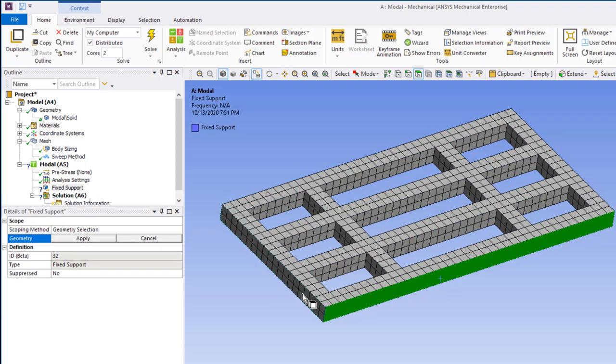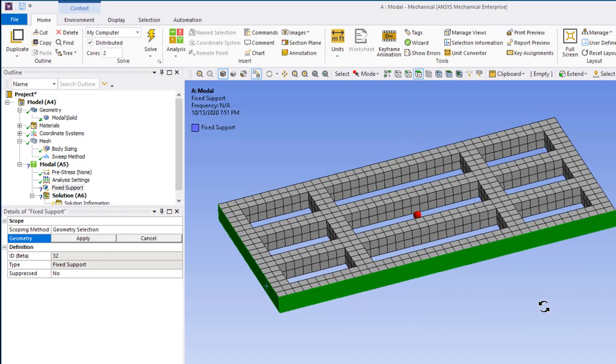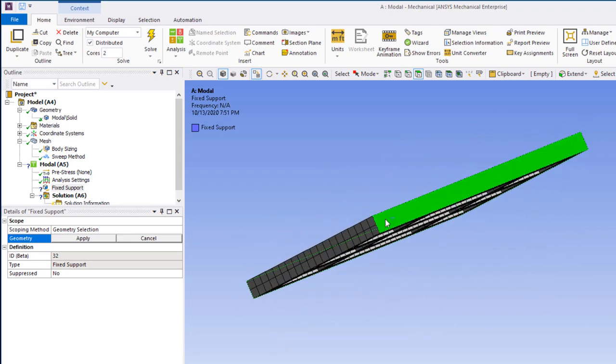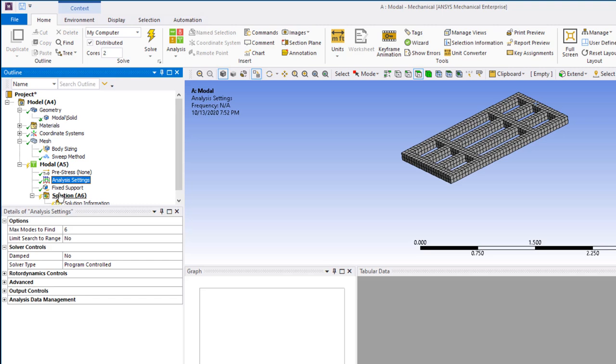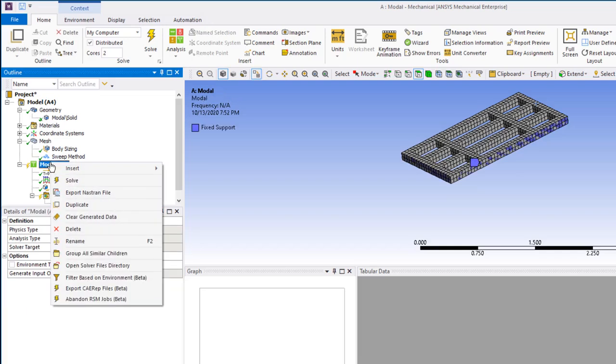Insert fixed support and scope it to the entire perimeter of the frame. Under Analysis Settings, we can specify maximum number of modes to find, and under Limit Search to Range, we can specify the frequency range. In this example, the number of modes to extract will be the default number 6, and the default frequency range will be used. Next, solve the model.